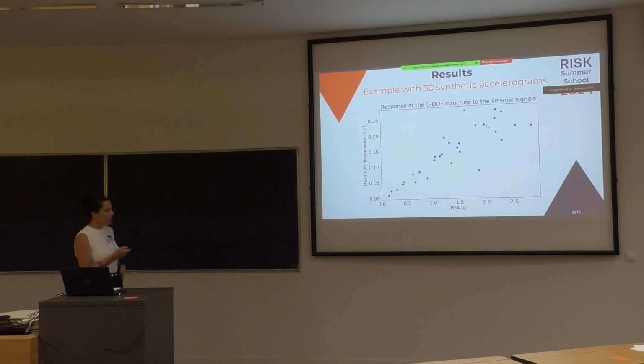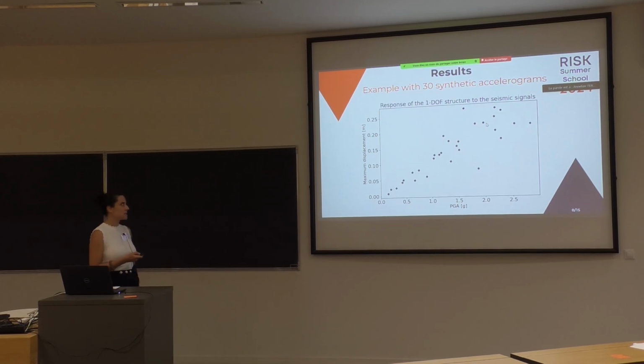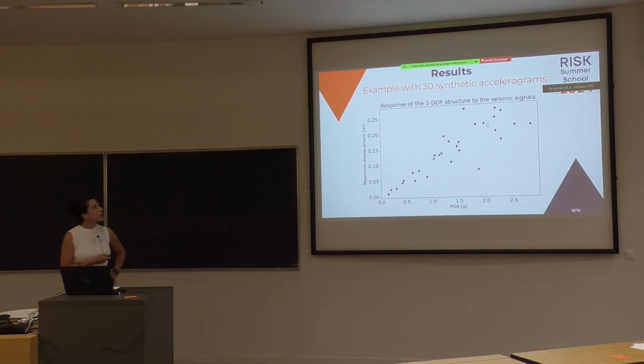And then, using, for this example, 30 synthetic accelerograms and only one structure, so there is no variability inside the structure here, you can have the response of the single degree of freedom structure to the seismic signals. So here you can observe the maximum displacement with respect to the peak ground acceleration of the signals for the 30 applied signals. So from these results coming from the computation, we then need to compute the fragility curve.